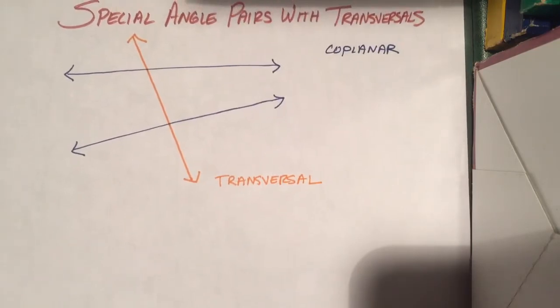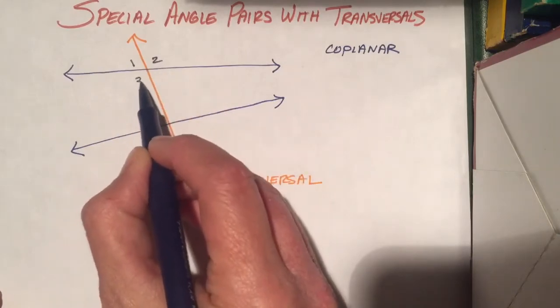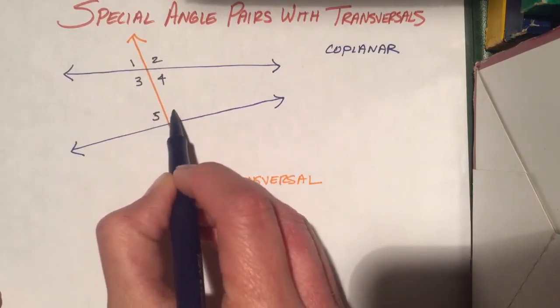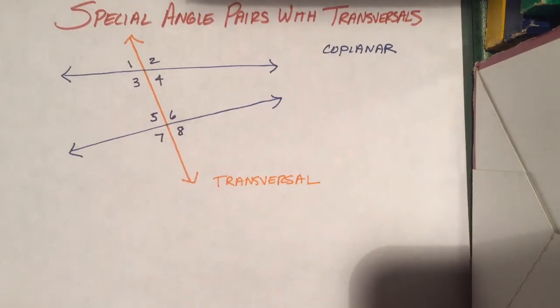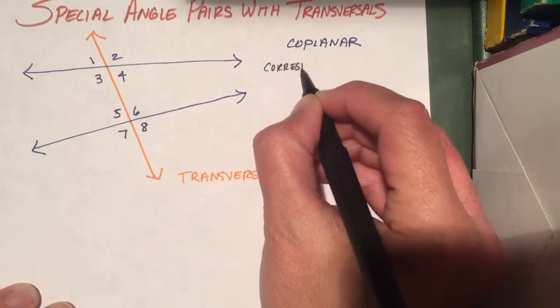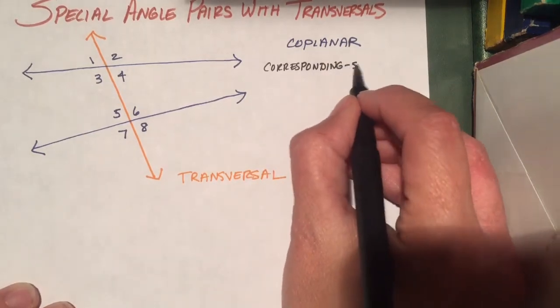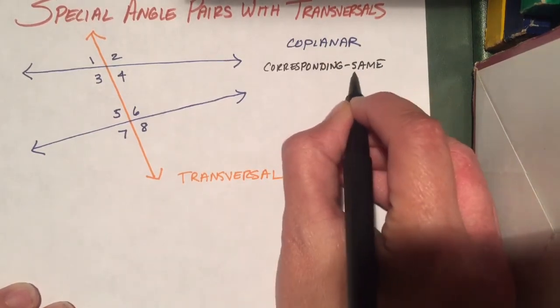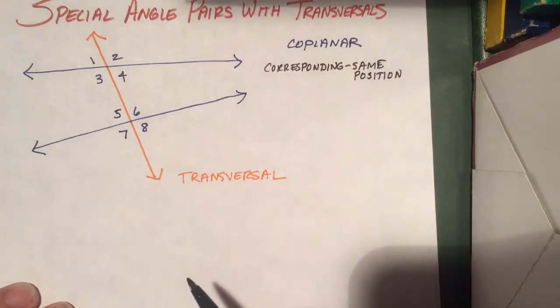Okay, now when you look at this, first of all, I'm going to label these angles 1, 2, 3, 4, 5, 6, 7, and 8, so you can actually see those angles. So let's look at the corresponding angle pairs. All right. So for corresponding, basically means that they are in the same relative position. So basically they're in the same position. And when you think about corresponding, you think about they correspond to each other.